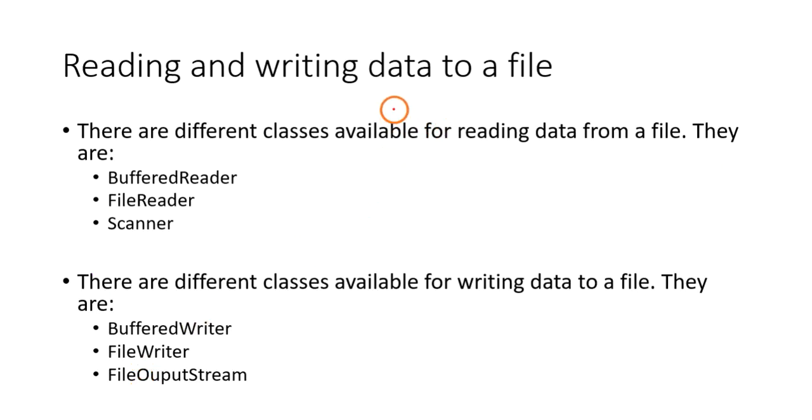Now, in the program I am going to demonstrate how to read data from a file and how to write data to a file. For this purpose, there are multiple classes available in Java. For reading data from a file you have different classes. There are other classes also, but these are the popular ones: BufferedReader, FileReader, as well as Scanner. You can use any one of these three for reading data from a file. For writing data to a file, we have different classes: BufferedWriter, FileWriter, and FileOutputStream. So there are multiple choices for you.